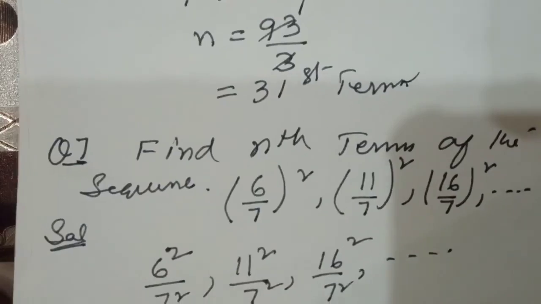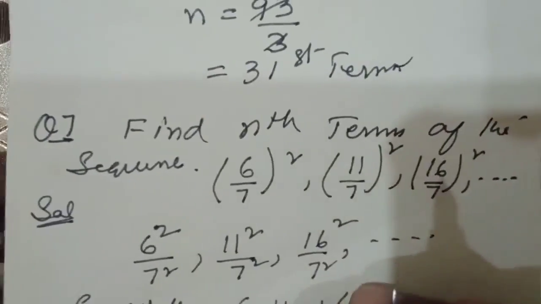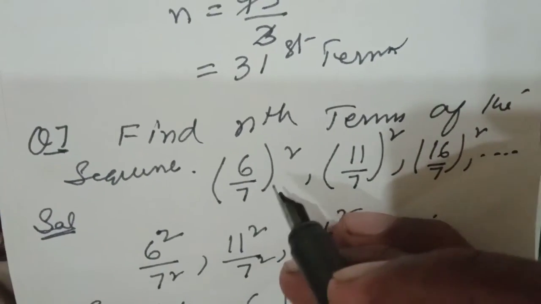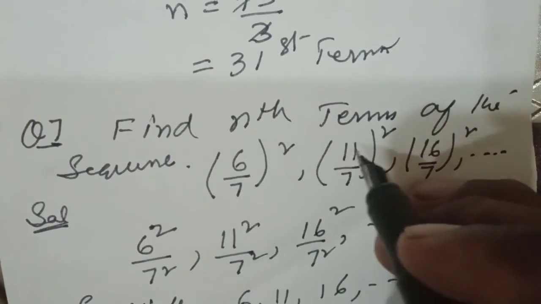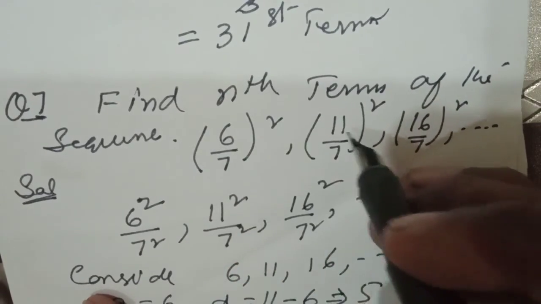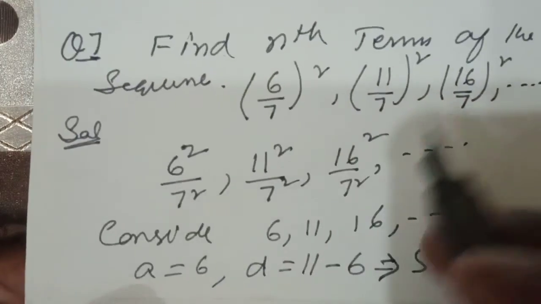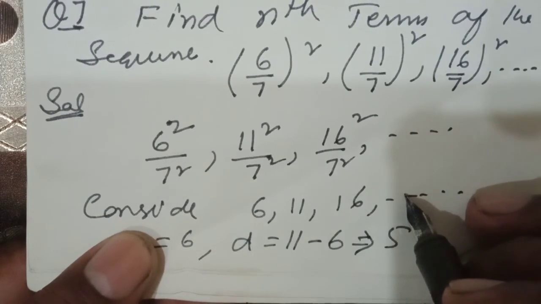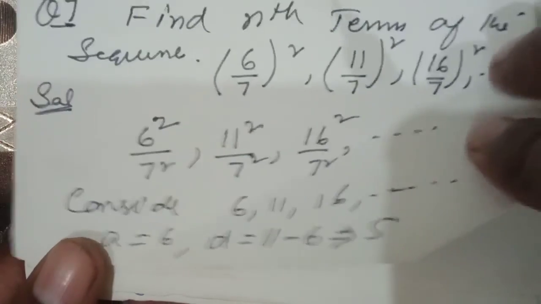Now find the nth term of the sequence. Now this sequence is given. Remember that in this sequence you can see the pattern. There are fixed numbers, the squares are the fixed numbers. The only moving numbers are 6, 11 and 16. So we will only convert this portion, 6, 11, to the nth term. The others will remain constant, so we will put them in the equation in the same manner. Consider 6, 11 and 16. So a is 6, d is equal to 11 minus 6, which gives you 5.